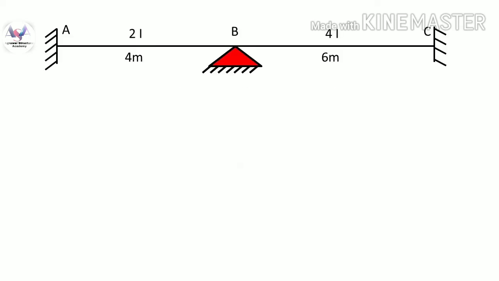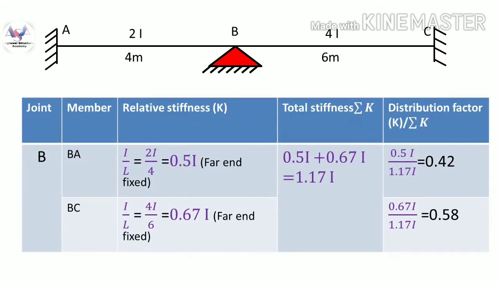Now next problem. Here, this A and C both ends are fixed. So no need of the calculation of the distribution factor for the joint C and for the joint A. Only we have to calculate the distribution factor for the joint B. Now this is the table. First column is the joint, member, relative stiffness, total stiffness and distribution factor.